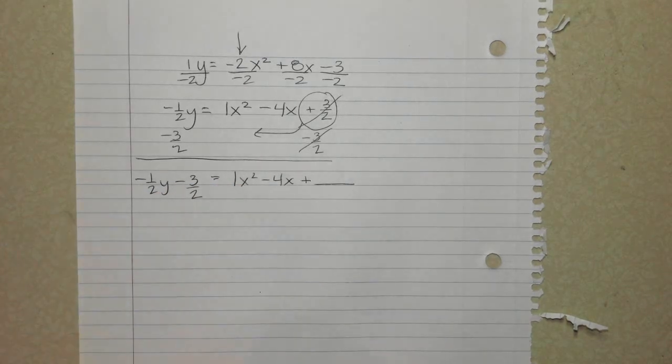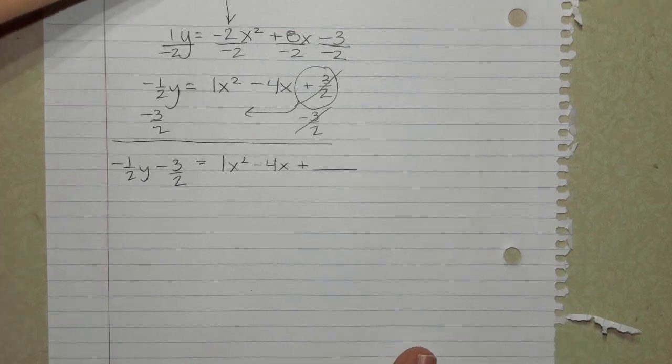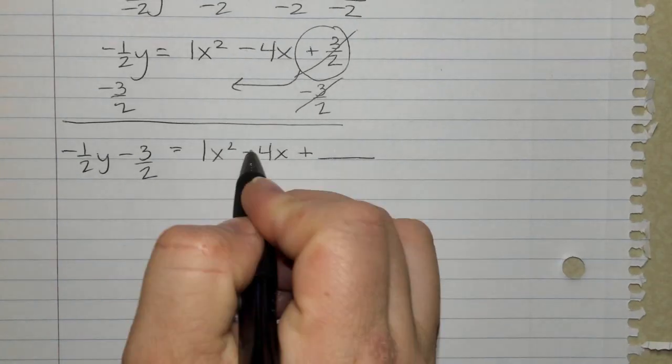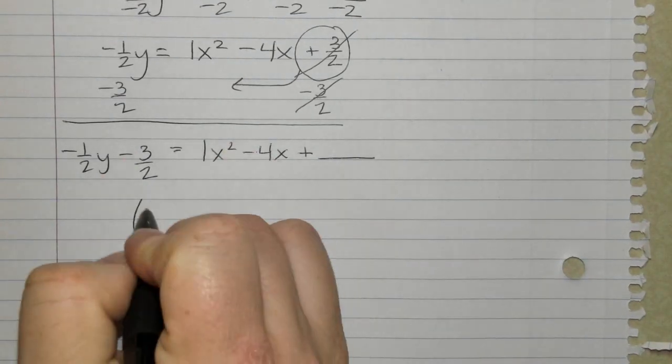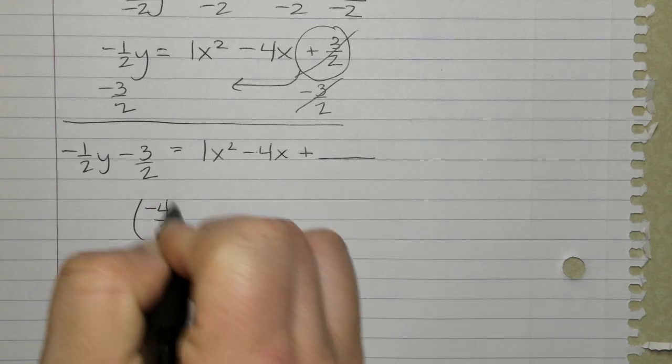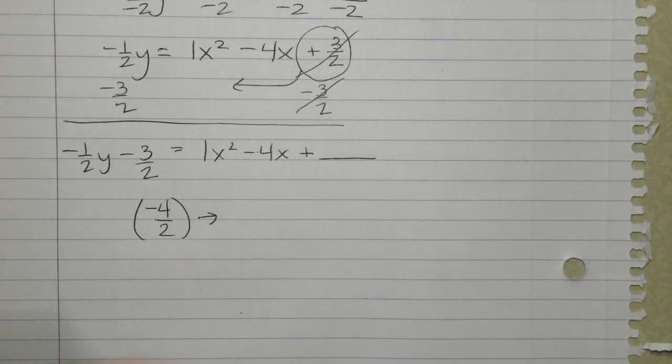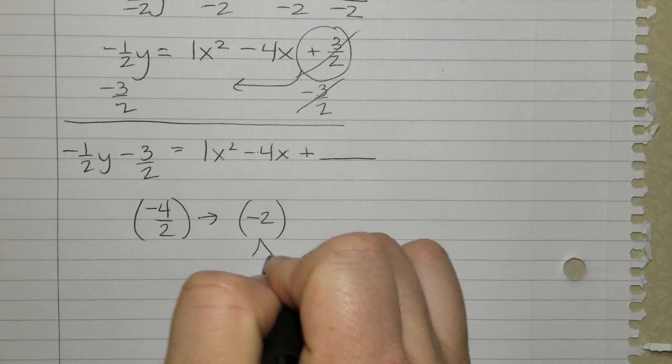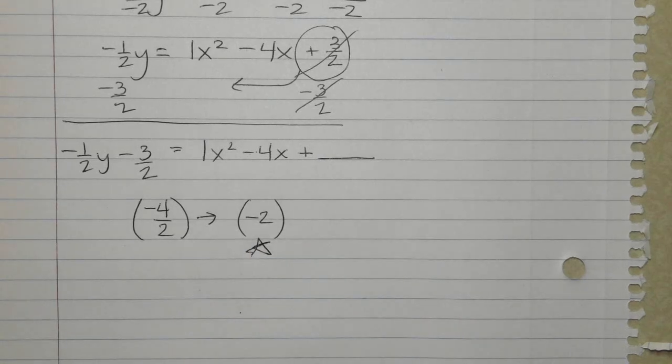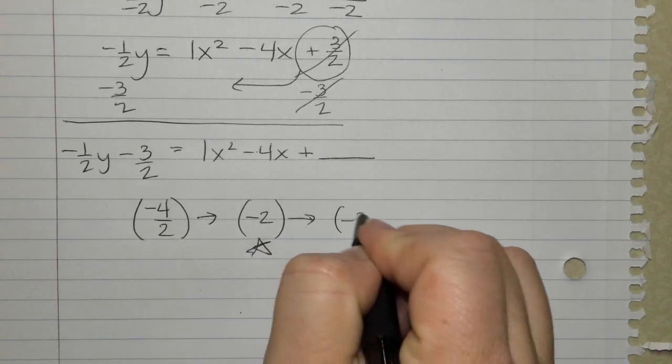What is the b value at this point? The b value is negative 4. It's always important that you take with it the sign of the b. So negative 4, and we're going to divide it by 2. I simplify it and put a star underneath it. And then I take whatever that is and I square it.